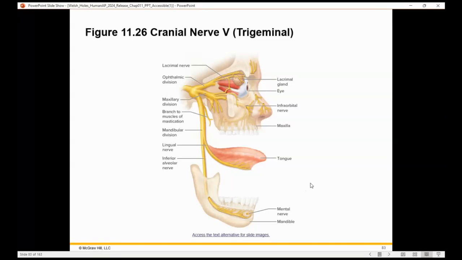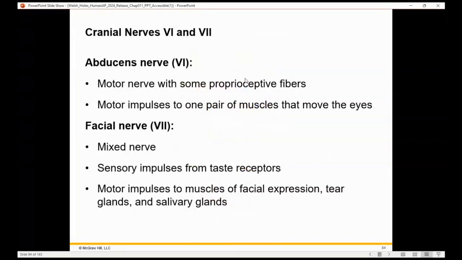This figure shows you cranial nerve number 5, the trigeminal, with its different branches. The abducens nerve, number 6. It's a motor nerve with some proprioceptive fibers. Motor impulses go to one pair of muscles that move the eyes.